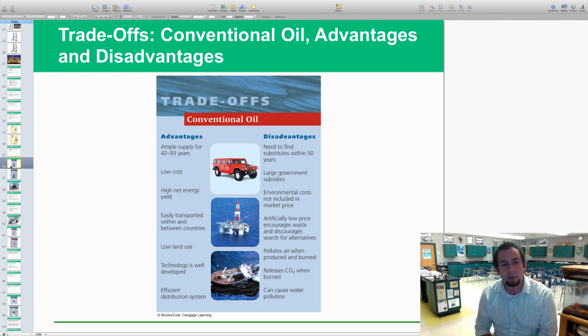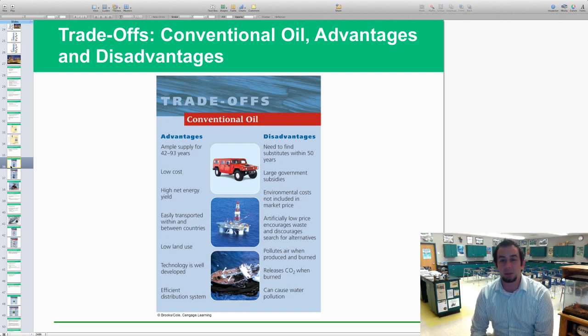Ample supply of it, 42 to 93 years left of conventional oil. Pretty low cost, high net energy, which we talked about earlier. Easily transported between countries. Maybe it runs the risk of oil spills, but still easily transported. Low land use because you're going underneath, and the technology is well developed. We've already done it for a long time, and there's an efficient distribution system as far as going to the gas pump.